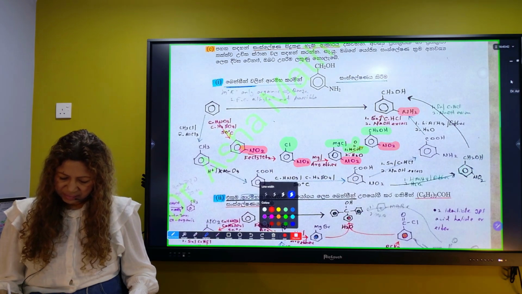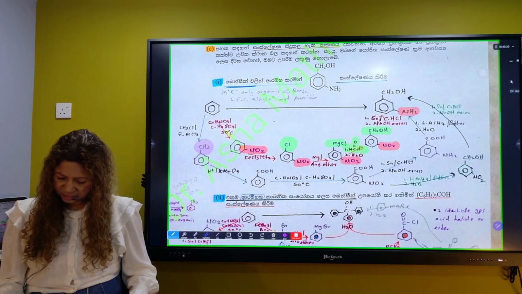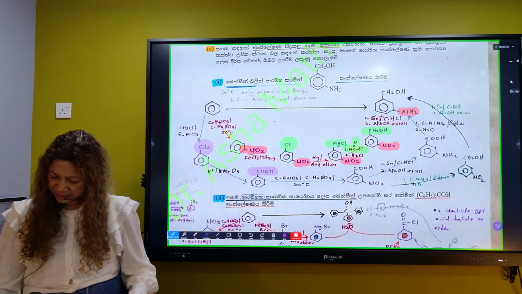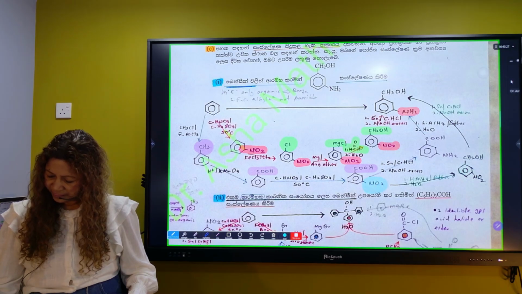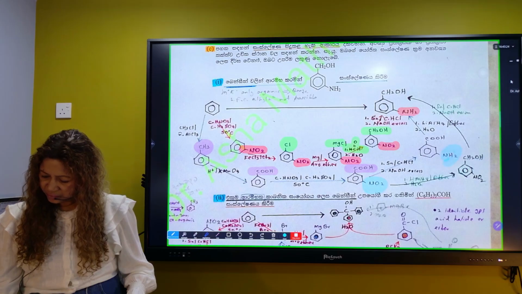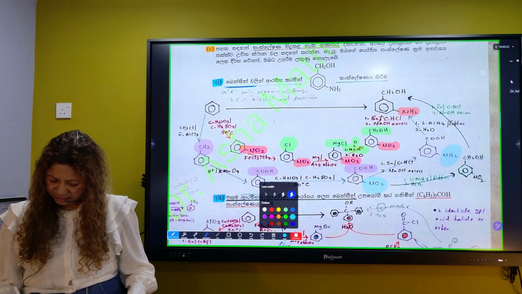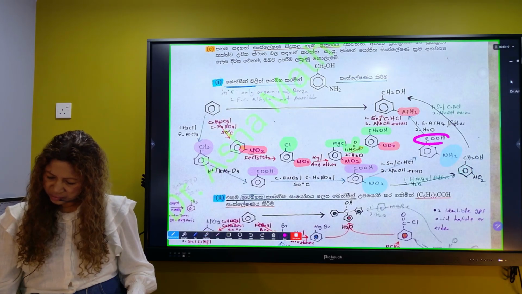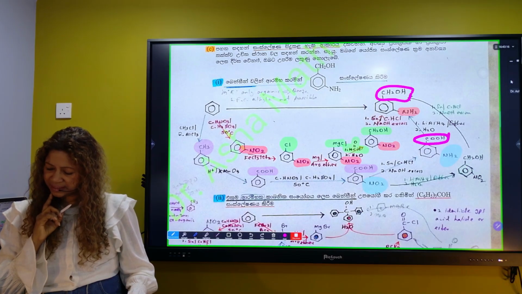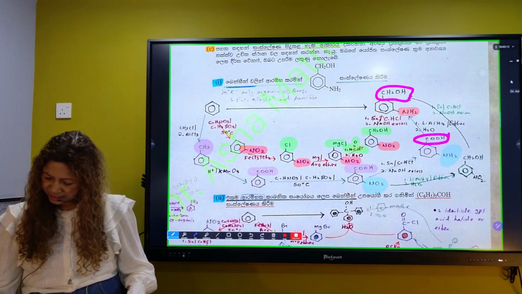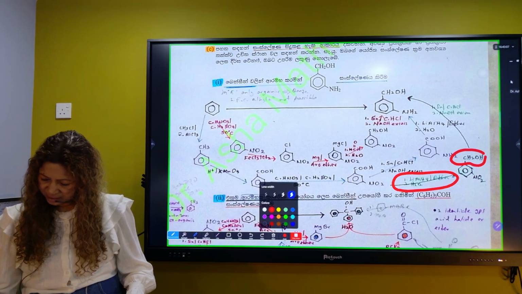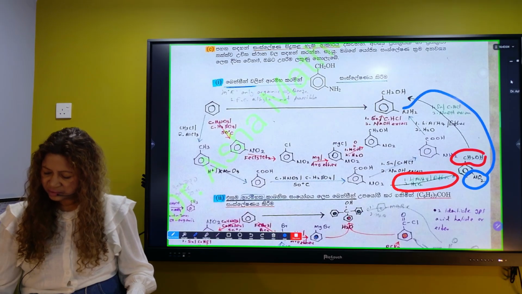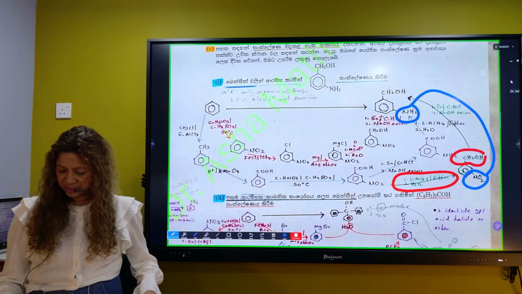Or otherwise there is another method, CH3COOH. This is meta, then leave it as it is. Then you are joining NO2 and then NH2, and then this COOH to CH2OH by reduction with lithium aluminum hydride in ether. Or once you get here, lithium aluminum hydride in ether converts this to CH2OH and then this NO2 to NH2. You can solve these two steps. Last two steps you can solve.